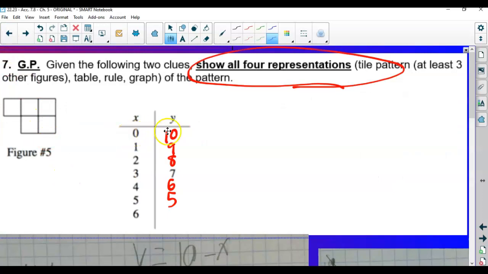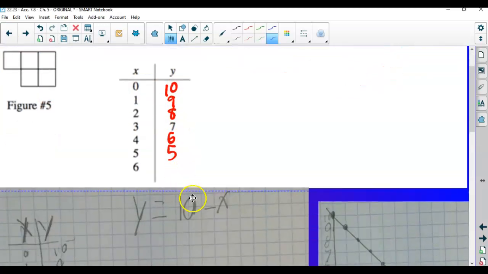I just forgot. Fill in the table, 10, 9, 8. Right, we're dropping by 1. Our rule is 10 minus x. We would have drawn... Negative 1x plus 10. Yep, that's the same thing. Okay, yeah. Yep, thanks.